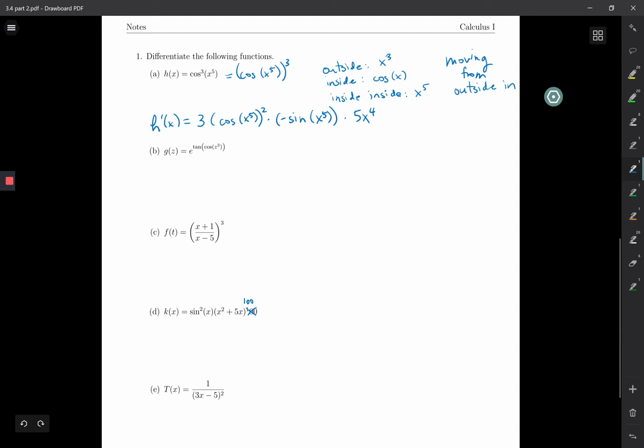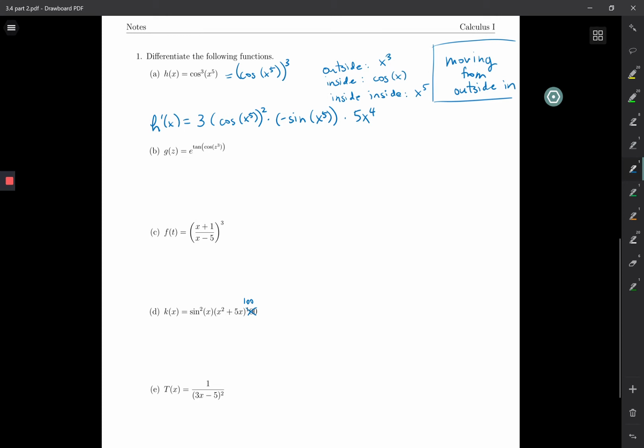So this is similar to when we were dealing with limits. We were kind of moving from the outside in when we were applying limit laws. And it works the same way with derivatives. So usually you want to look at a function, you want to determine what is the biggest thing going on, and then move in from there until you reach like the most basic part, right?